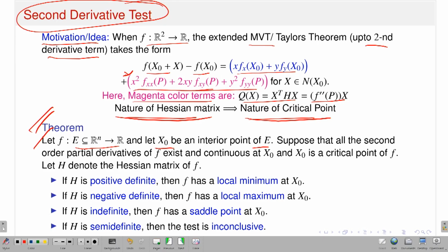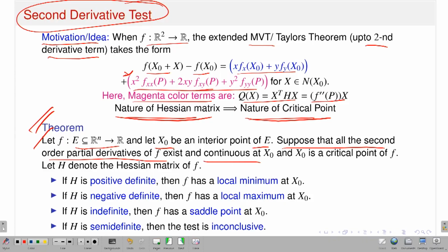So I am starting with a scalar field and I am taking a point x naught which is an interior point. That means, of course, it is a point in the set E, along with the fact that there exists a neighborhood around the point x naught which is fully contained in that set, right. It is not a boundary point, it is an interior point. Okay. Suppose that all the second order partial derivatives exist and are continuous at x naught. Once I assume that, you can guess the corresponding Hessian matrix is a symmetric matrix, because all the mixed partial derivatives exist and their values are equal, along with the fact that x naught is a critical point of f.